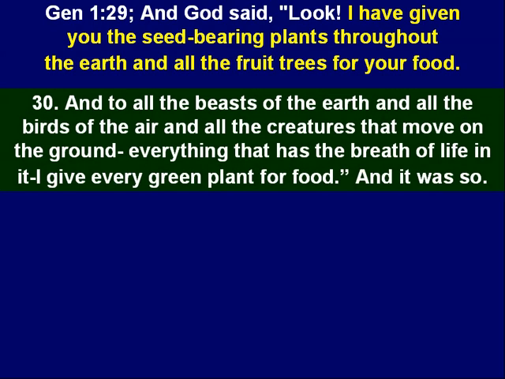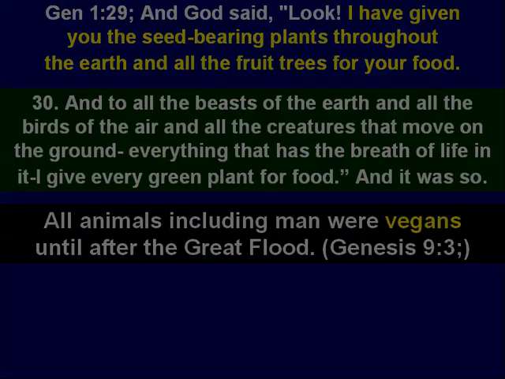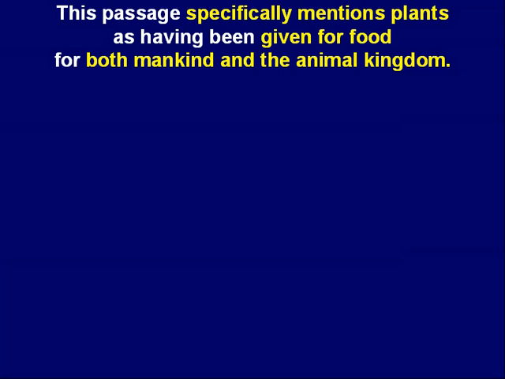And to all the beasts of the earth and all the birds of the air and all the creatures that move on the ground, everything that has the breath of life in it, I gave every green plant for food. And it was so. All animals, including man, were vegans until after the Great Flood. This passage specifically mentions plants as having been given for food for both mankind and the animal kingdom.